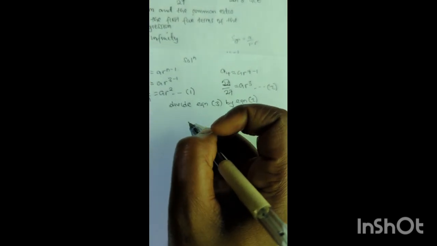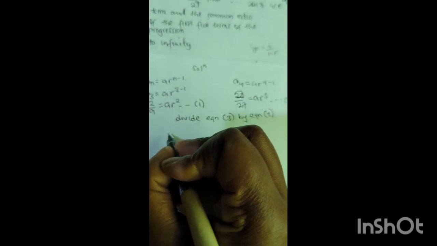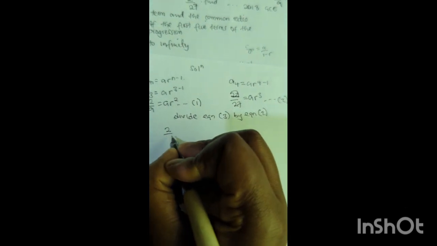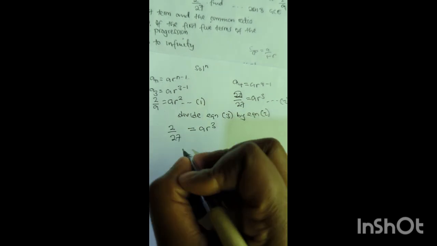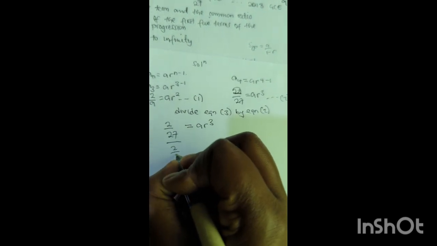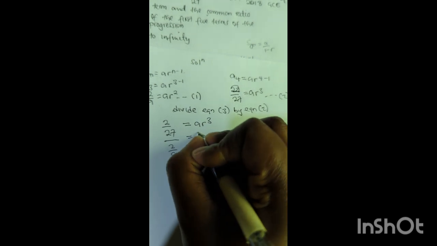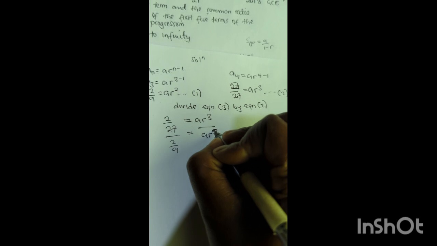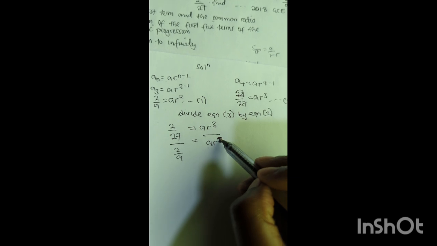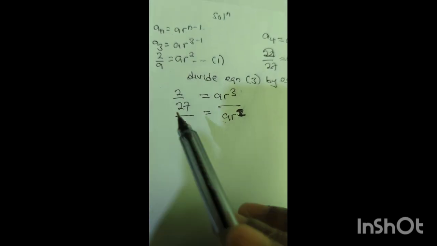I'm first going to write my equation 2: 2 over 27 = ar^3. Then for equation 1, I divide by 2 over 9 and also divide by ar^2. Here a and a will cancel. Here there are 2 r's and here there are 3, so the r^2 cancels and we remain with 1 r.